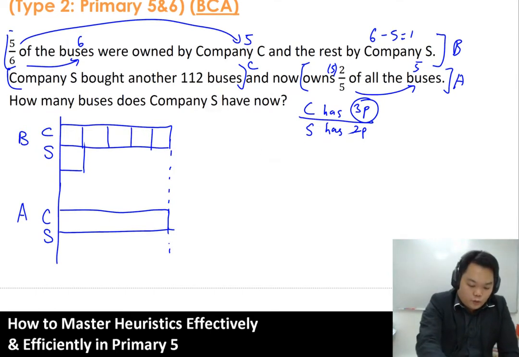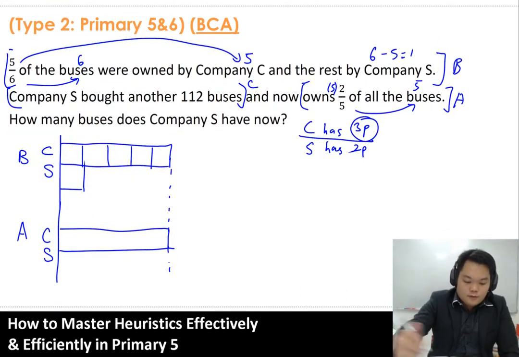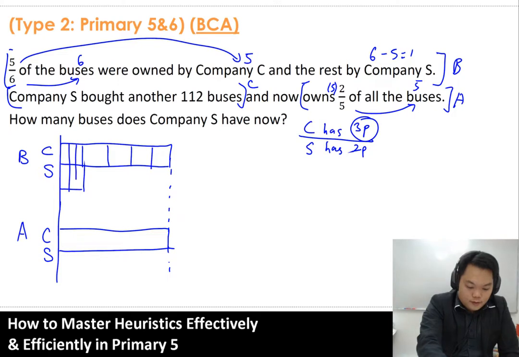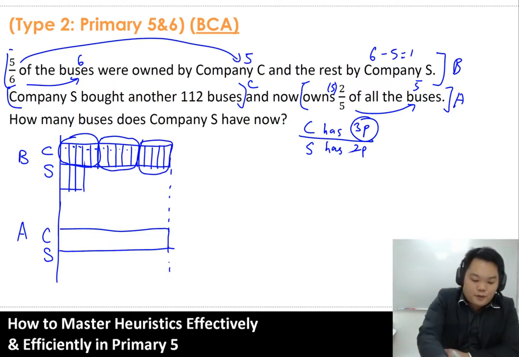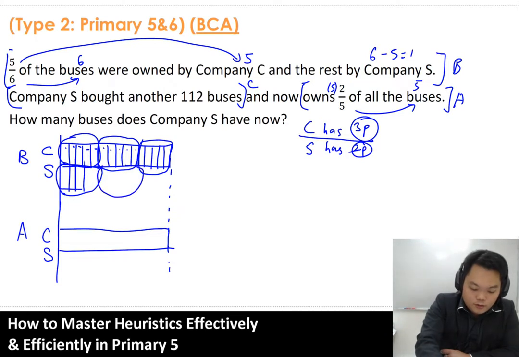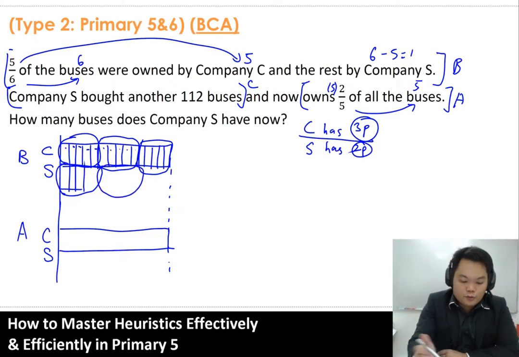The way to do this is you have to split everything nicely, like so. Every block needs to be cut into 3 smaller blocks so that every group or every part will be 5 of these smaller blocks. Okay, then for company S, it would have 2 of these big groups. So in this particular situation, it is easier to use the one-shot model.